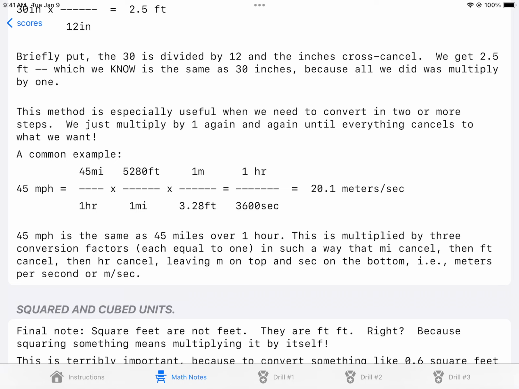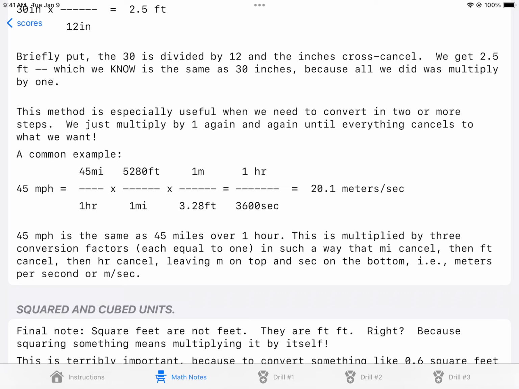So that's the first step. If you have miles per hour or dollars per donut or whatever, you put the first unit on top, you put the other unit on the bottom with a 1. So 45 miles per hour means 45 miles divided by 1 hour. Okay, fine. And we're trying to get to meters per second, it looks like.